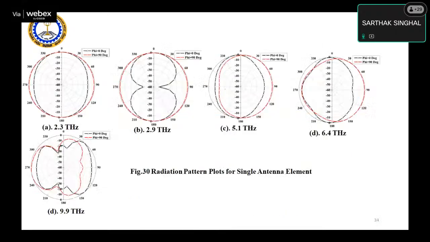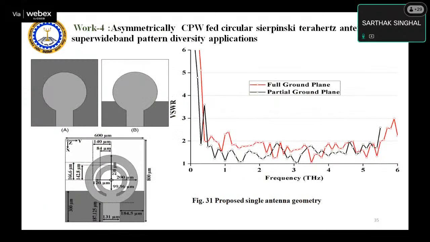Then we talked about the radiation patterns for the single element, which is stable for less than 5 terahertz, but thereafter they started achieving the distorted omnidirectional nature in both the E plane and H plane. Then we talked about the effects of the full and partial ground planes. It was analyzed, and by using the partial ground plane, the bandwidth can be significantly enhanced.